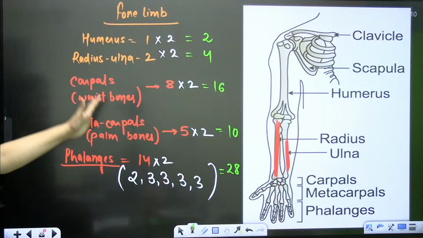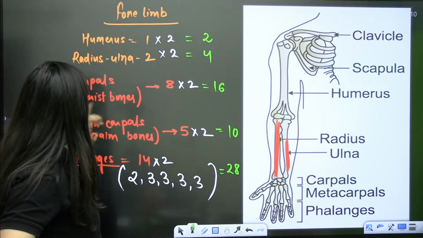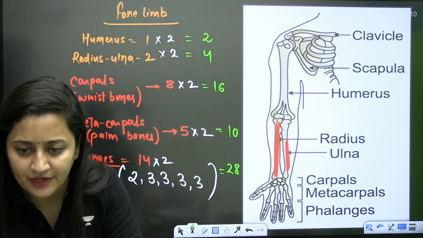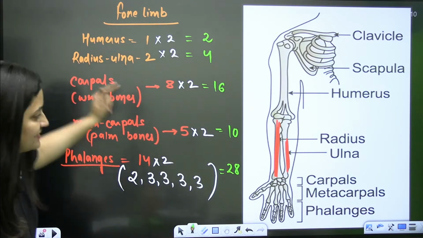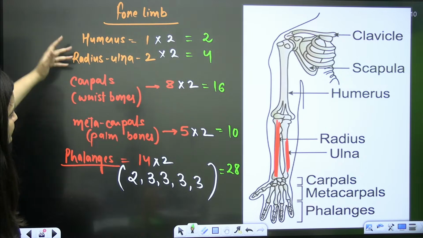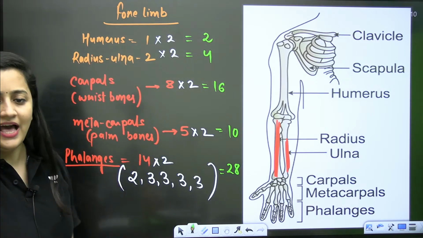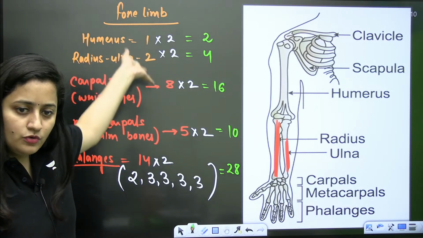Now come back to this topic. So forelimb: humerus, radius ulna, carpal, metacarpal, phalanges. Repeat it everyone. Humerus, radius ulna, carpal, metacarpal, phalanges. Right? So this is what we have in the 4 limbs, the bones of the forelimb.